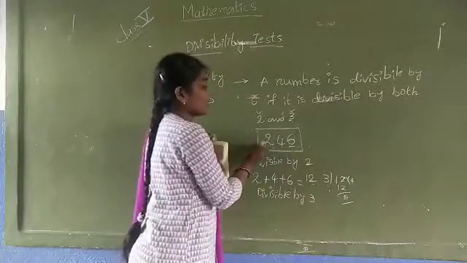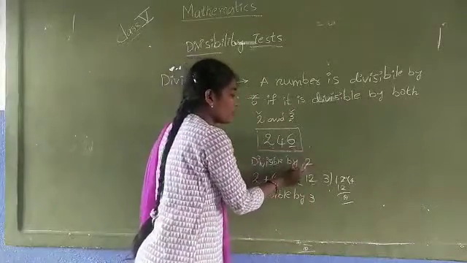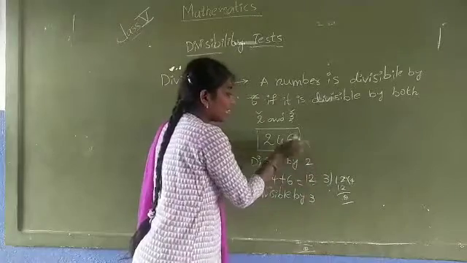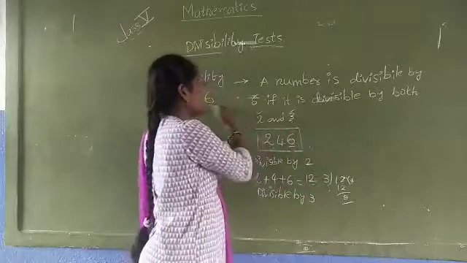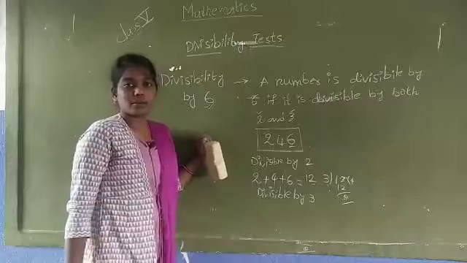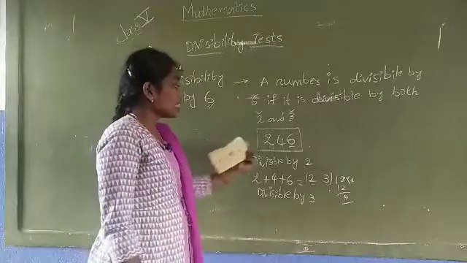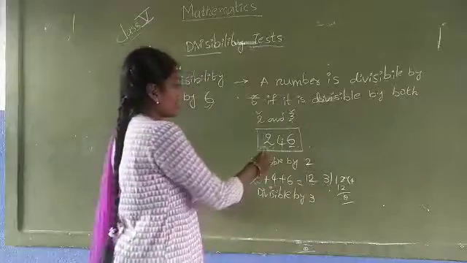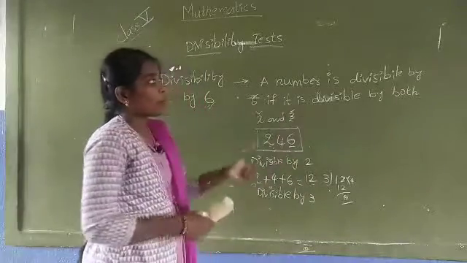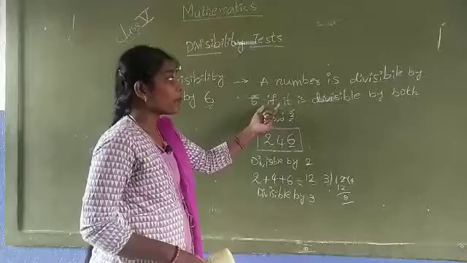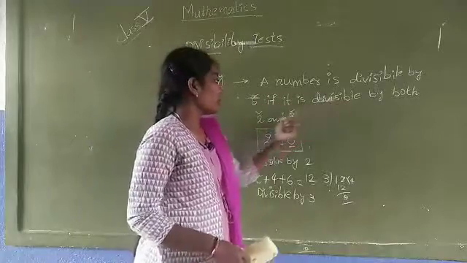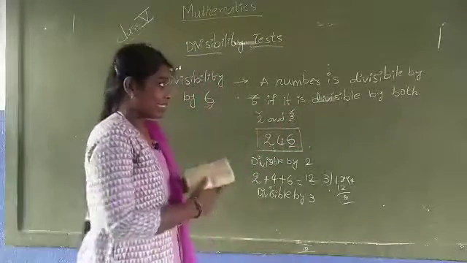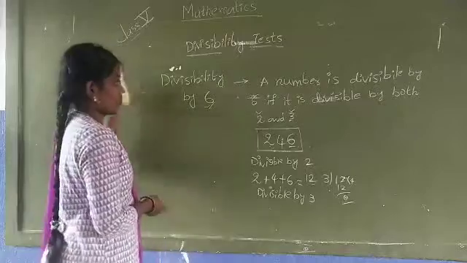This 246 is divisible by both numbers 2 and 3. Then this is divisible by 6, because it is divisible by both 2 and 3. So this number is divisible by 6. A number is divisible by 6 if it is divisible by both numbers 2 and 3. This is the divisibility rule of 6.